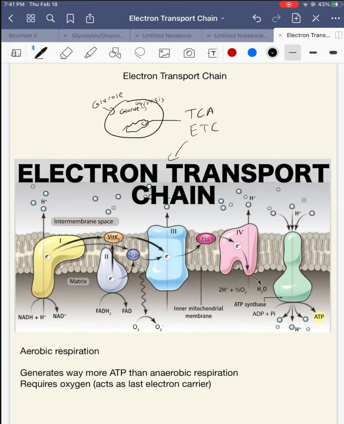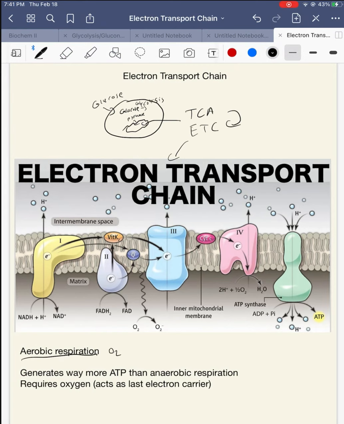and then we get electron carriers, and when we also make pyruvate, pyruvate enters the TCA cycle, you make more electron carriers, and then the electron carriers travel to go into the electron transport chain, and this is where we get most of our energy. So this is considered aerobic respiration because we require oxygen, so we need O2.